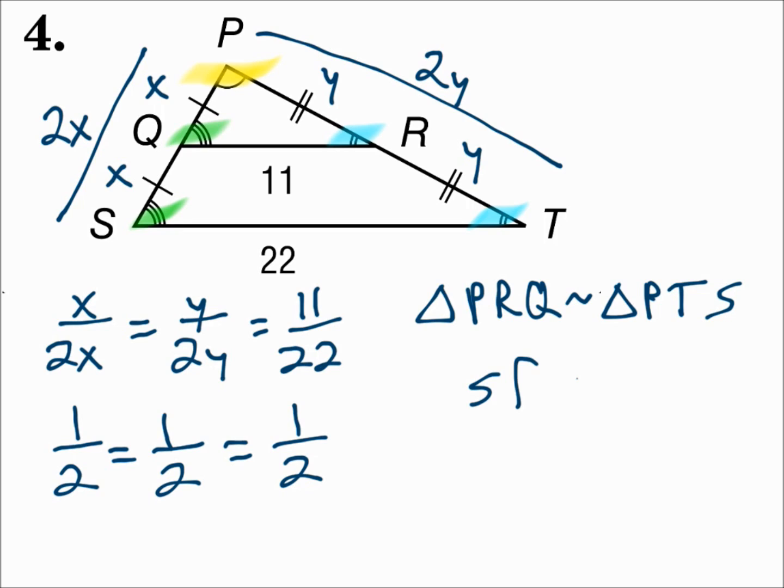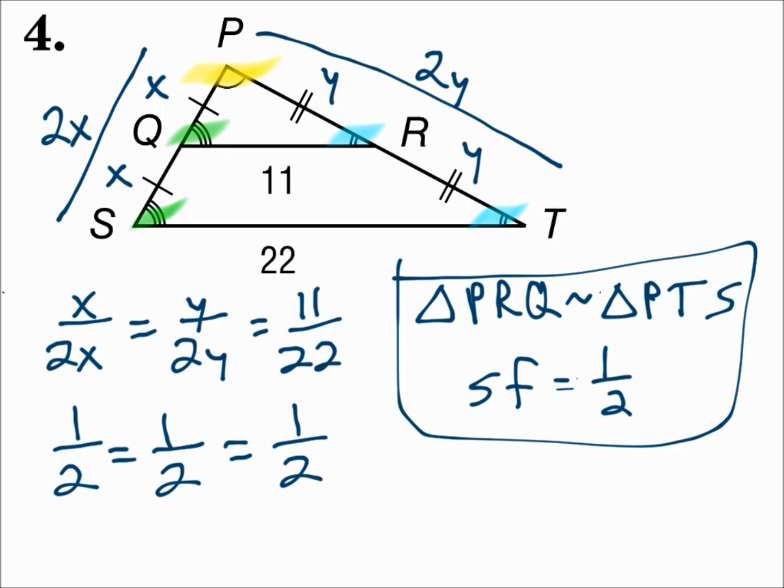Now for the scale factor, this is simply the fraction that all of the sides reduce to, and that fraction is 1/2. So make sure that all the angle pairs are congruent, make sure that all the side pairs are proportional, and if they are, then the polygons are similar. The scale factor is simply the fraction that the side pairs reduce to.